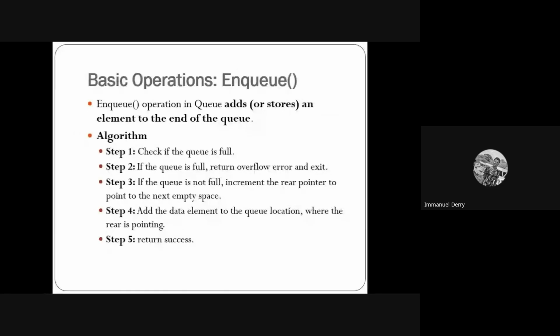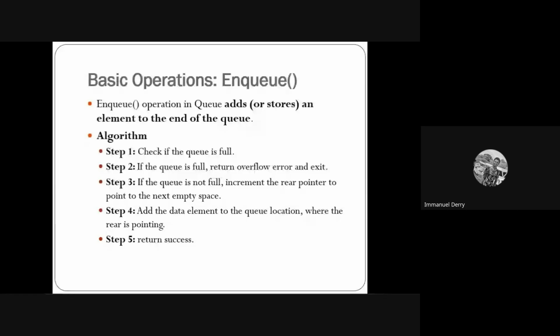So as we said earlier, the enqueue operation in the queue data structure basically adds an element to the end of the queue. And this is a simple pseudocode algorithm that shows how it works. Or if you're asked to write a simple pseudocode that will enqueue an element in a given queue, this is the steps you're supposed to follow.